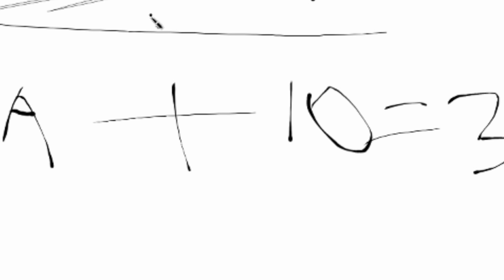Okay, now we got that down. We know that. So we take the two numbers that we have, not using the variable. 10 plus 3 equals 13. So that means that A is going to equal 13. So now we can write that A is 13, so 13 minus 10 equals 3.